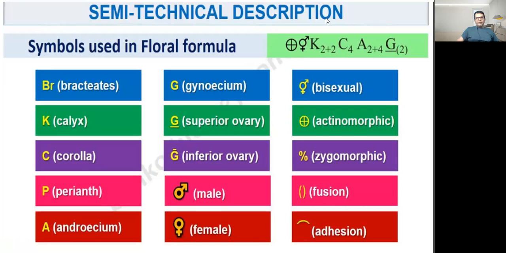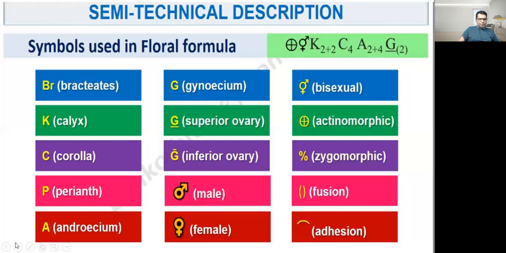Now, while describing, we have used some symbols. These symbols: Br stands for bracteate, K stands for calyx, C stands for corolla, P stands for perianth, A for androecium, G for gynoecium, G with an underscore is superior ovary, G with a line above is inferior ovary. This is the male symbol, this is female, and this is bisexual. This is actinomorphic condition, and this is zygomorphic condition. This represents fusion and this represents adhesion. I hope these symbols are clear to all.